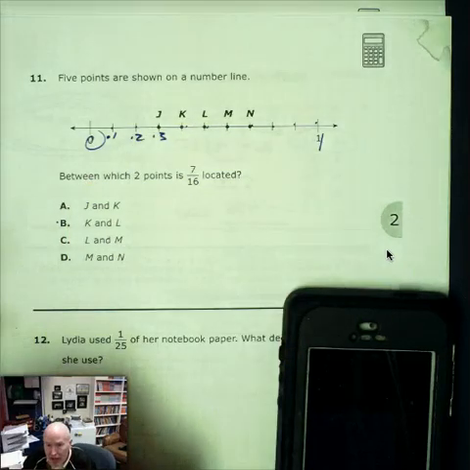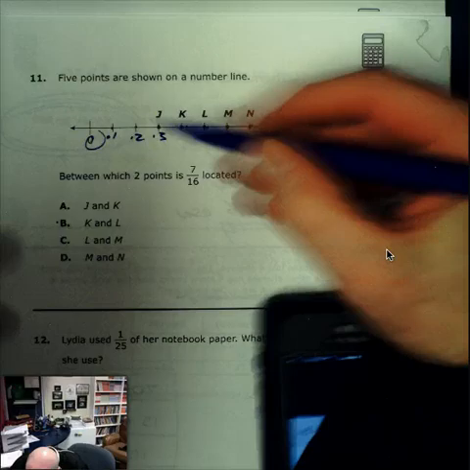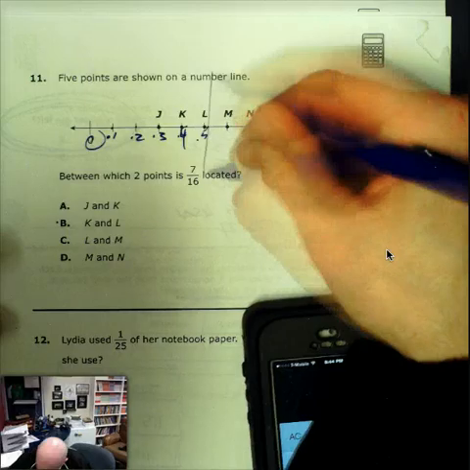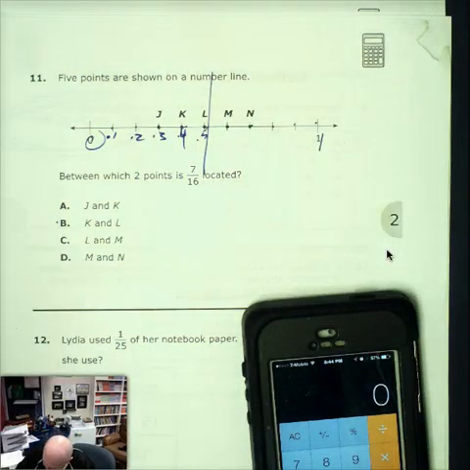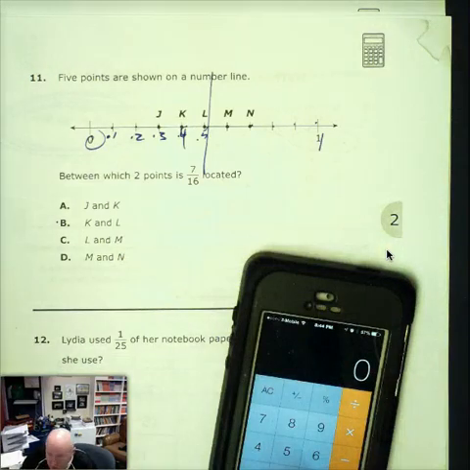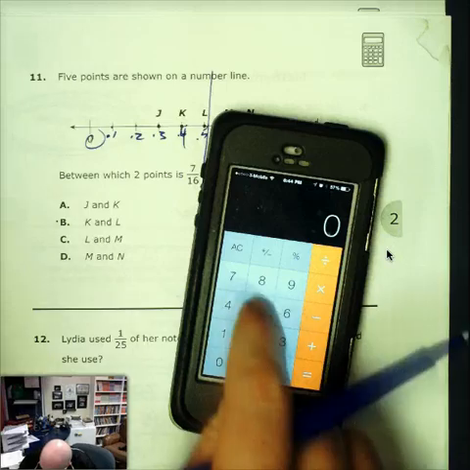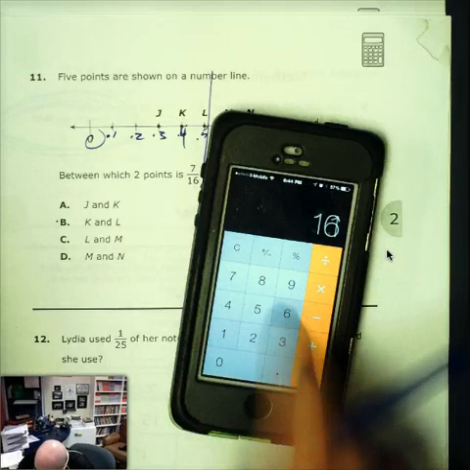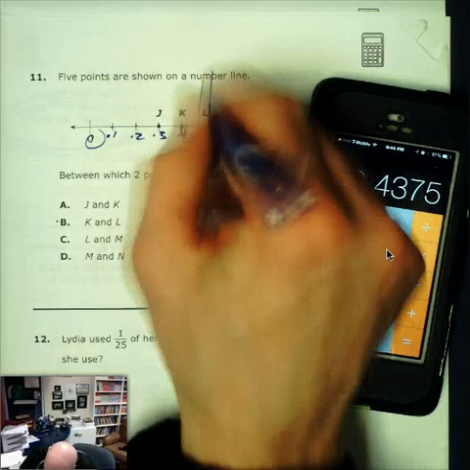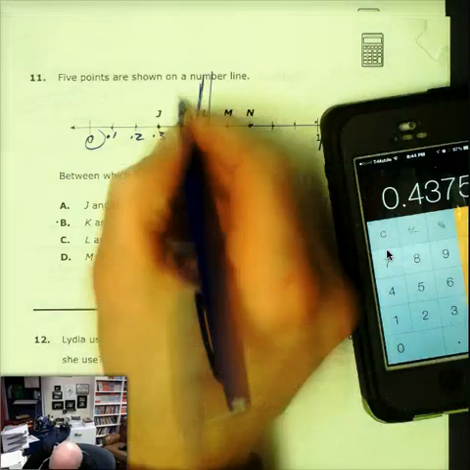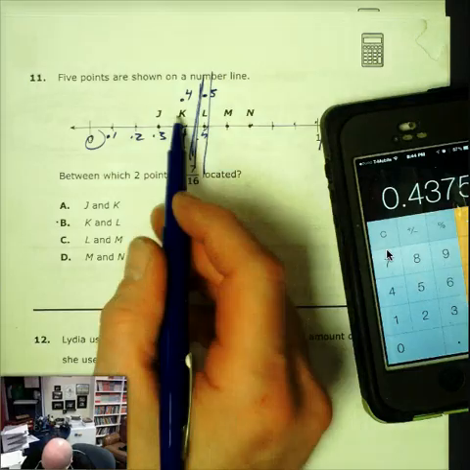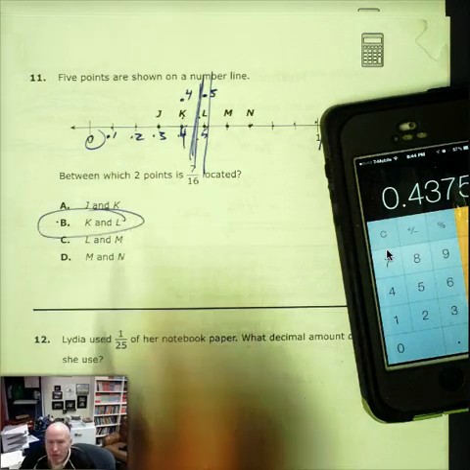And then I like to find the halfway point. Well, the halfway point is going to be at 0.5. So here's my halfway point right here. That's 0.5. So I have to figure out where 7/16 is located. I always like to have a couple of landmarks there. So let's go ahead and just take 7 divided by 16, and that is going to be 0.4375. So that's going to be somewhere right in here, in between 0.4 and 0.5. So that's going to be in between K and L. In between K and L.